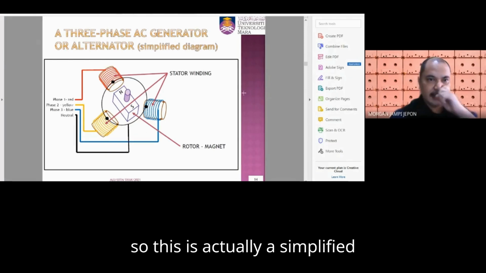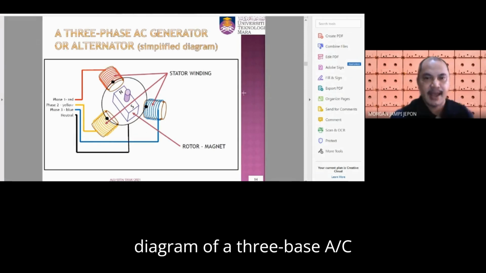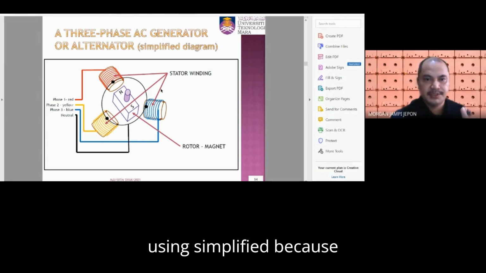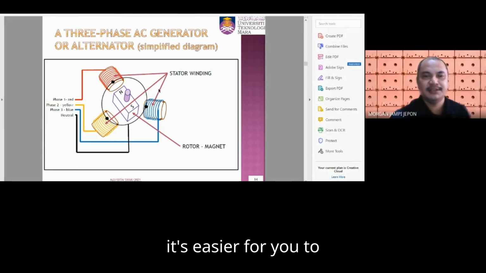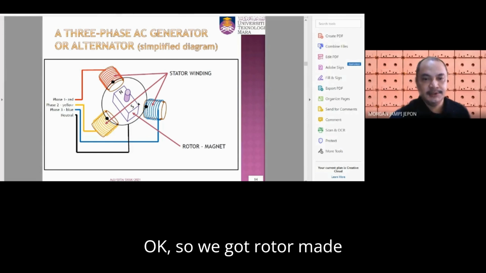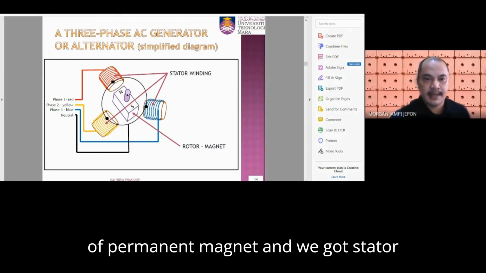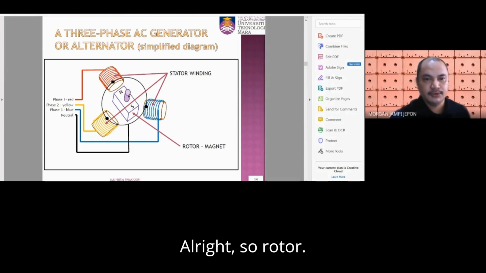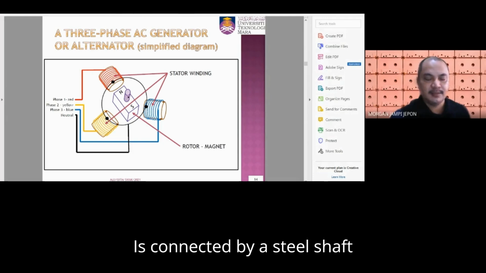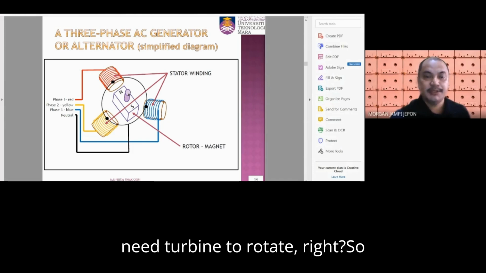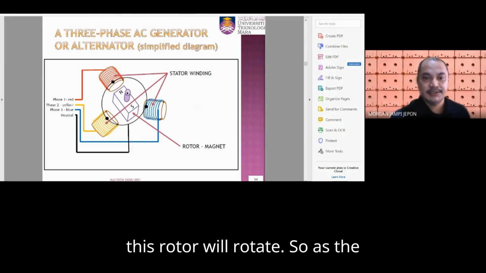So this is actually a simplified diagram of a three-phase AC generator or alternator. I'm using a simplified one because it's easier for you to understand the working system. We got a rotor made of permanent magnet, and we got stator winding made of copper coil. The rotor is connected by a steel shaft to a turbine, for example, because we need the turbine to rotate it.